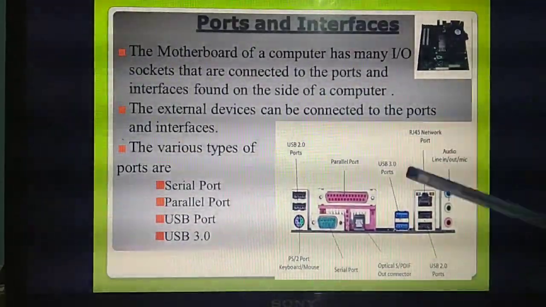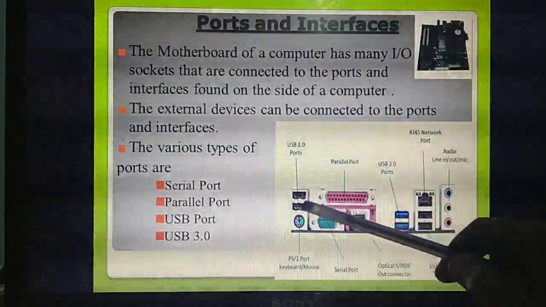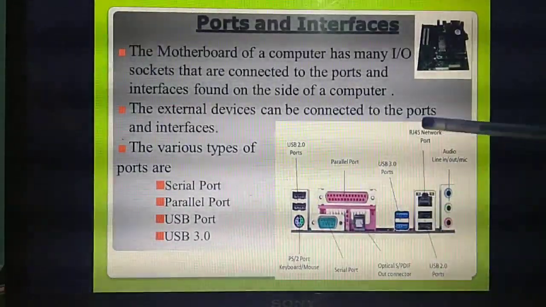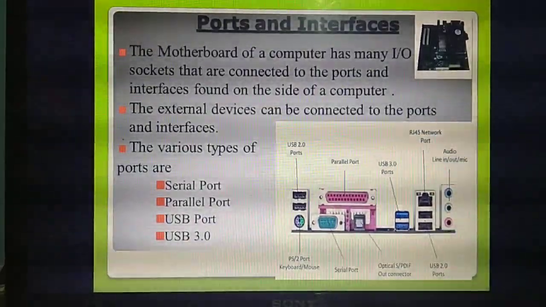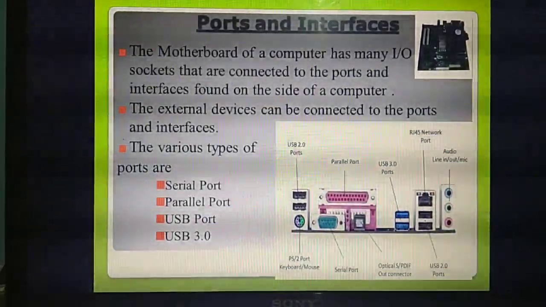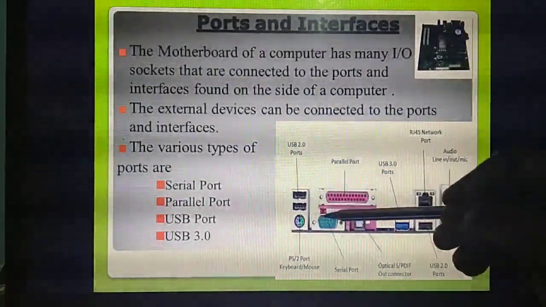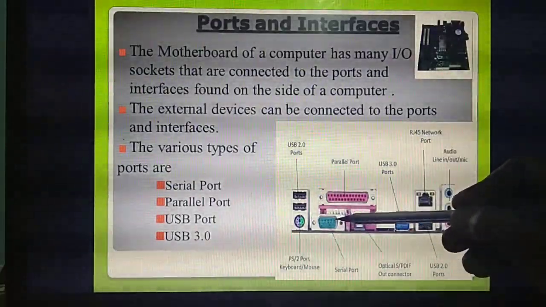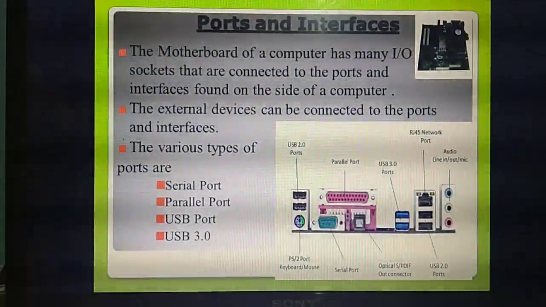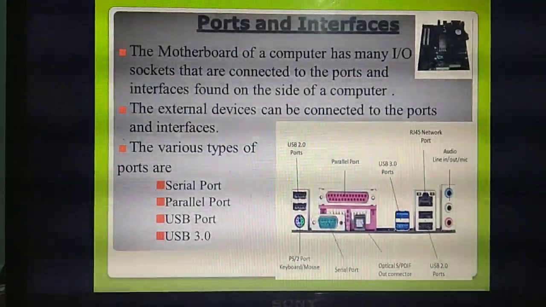So see this diagram. These are the ports. Have you seen? Here are many places to pin the devices. You can pin it. First port is serial port. Okay. So have you seen? This is the serial port pin. Have you seen it? This blue color. So what's the use of this port? The external devices found in old computers.